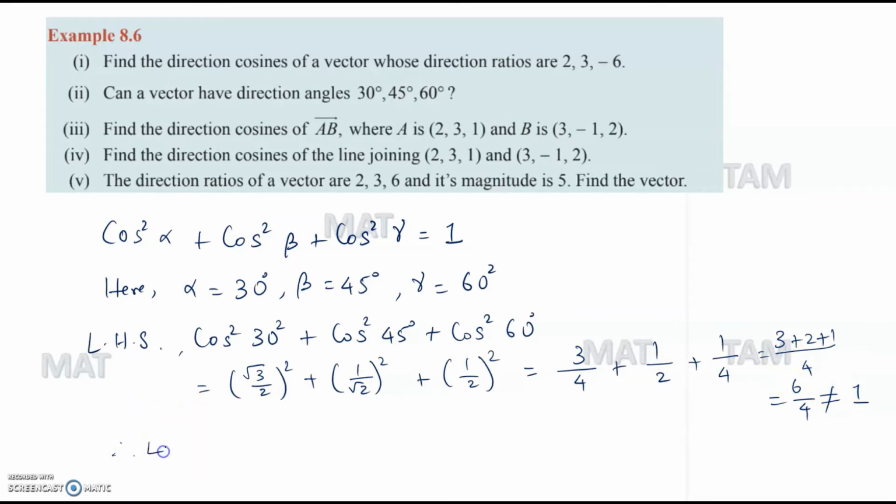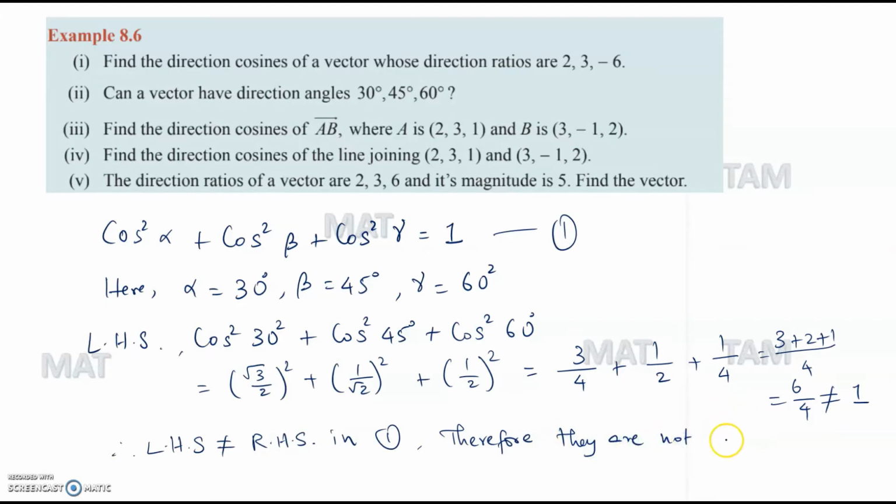Therefore, LHS is not equal to RHS, which is 1. Therefore, they are not direction angles of any vector.